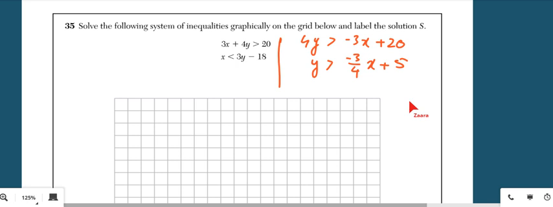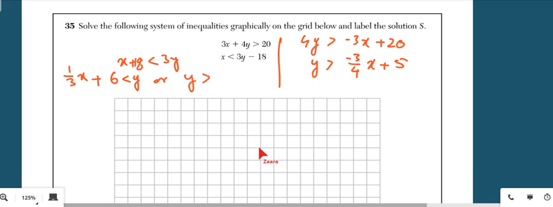So I have this equation, and for the next one, if I add 18 on both sides, I will get x plus 18 is less than 3y. Am I dividing both of them? No, because I'm taking the negative to the right side, so it will become positive. Now let us divide both of them by 3. So I will get 1 over 3x plus 18 divided by 3 is 6 is greater than y, or y is greater than 1 over 3x plus 6.